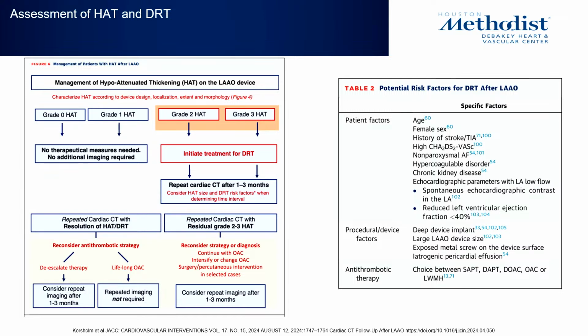Some of the risk factors for device-related thrombi are age, female gender, history of stroke, high CHA2DS2-VASc, non-paroxysmal AFib, CKD, presence of slow flow on echo or reduced EF, and deeper device implants. And so certain centers will do follow-up imaging after they've de-escalated anticoagulation in patients who have higher risk factors for DRT.